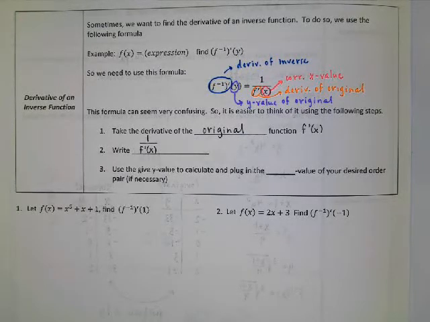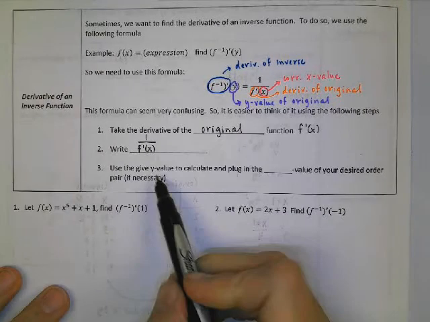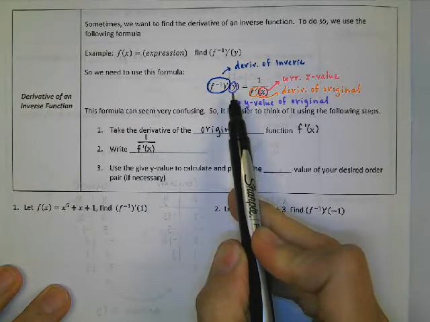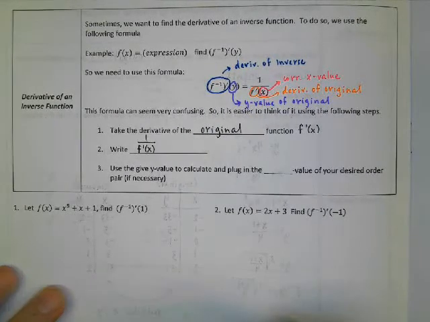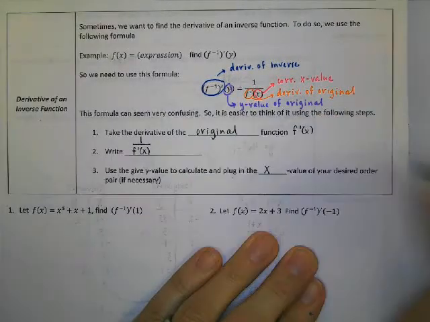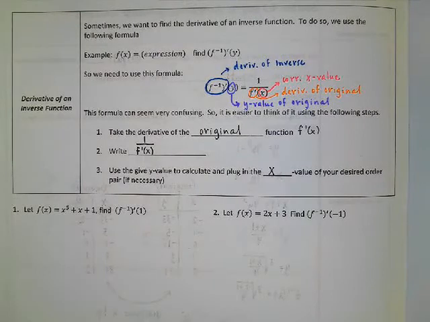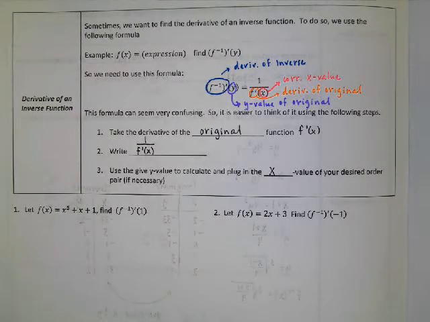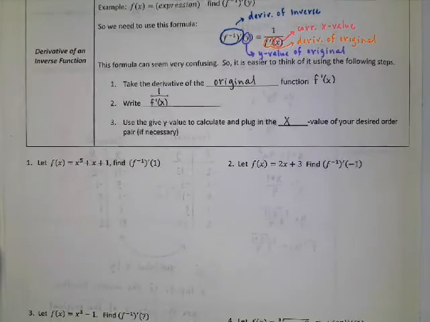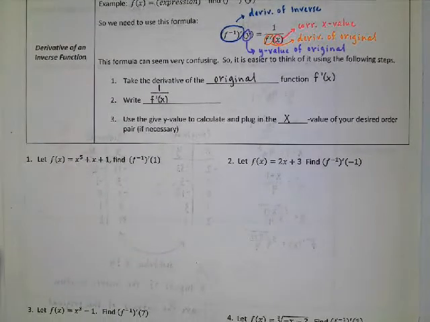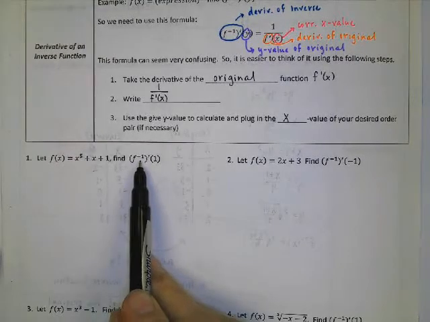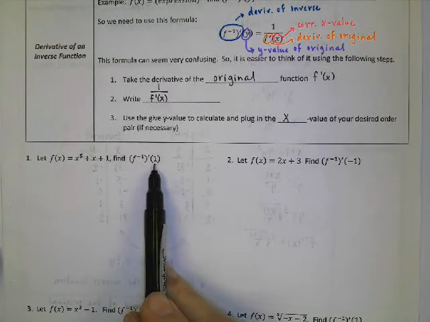Now, the next thing we're going to do is use our given y value, the y value that comes here, and that will be given to you in these problems. We're going to use that to calculate and plug in the associated x value. And then that's going to help us to evaluate the derivative. So let's look at some examples to see what this looks like in practice. My first problem says my function f of x is x to the 5th plus x plus 1, and it wants me to find the derivative of the inverse at the value 1.